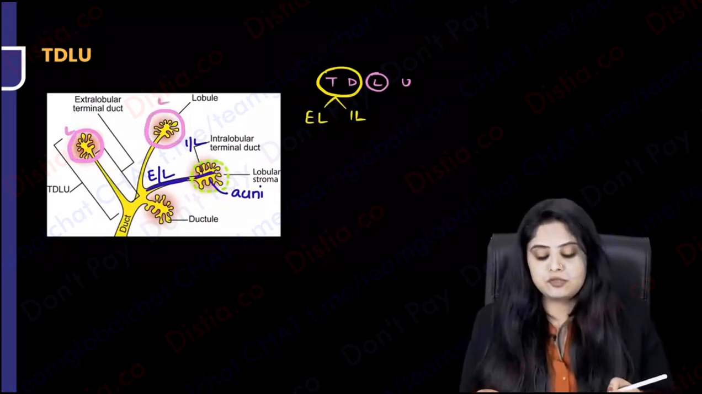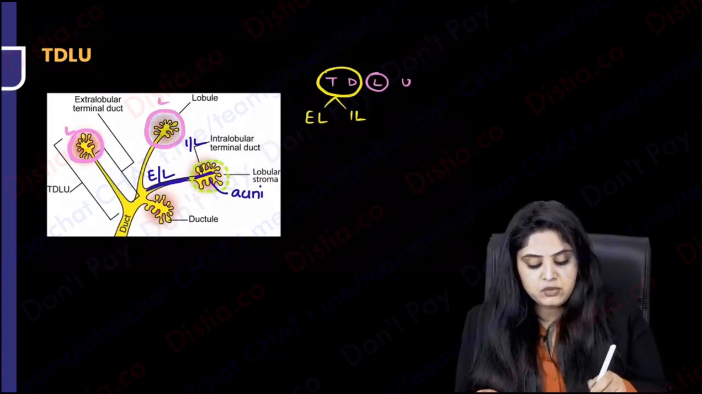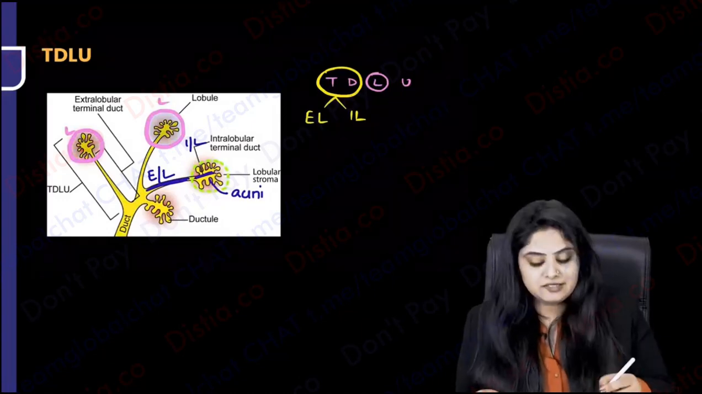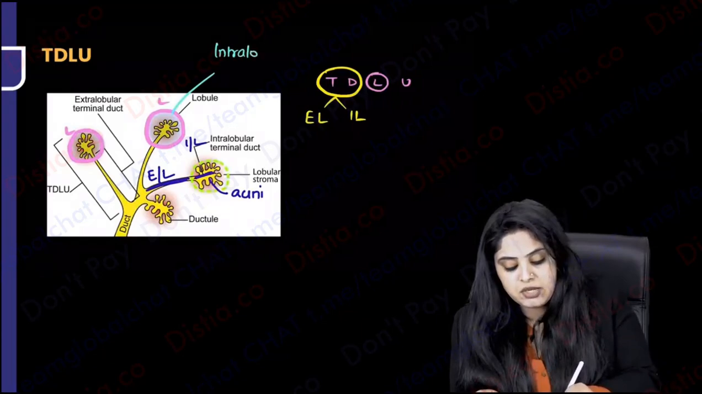So where do you see the stroma? I would realize that some part of stroma is inside the lobules. Every lobule has stroma inside it. So what would I label this as? I will label this as intralobular stroma. It is within the lobule.